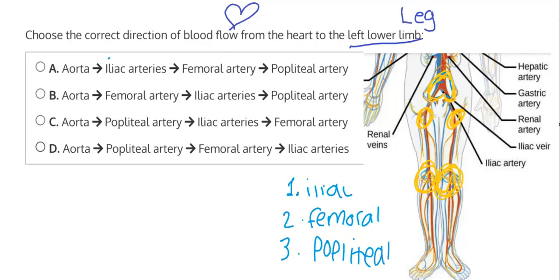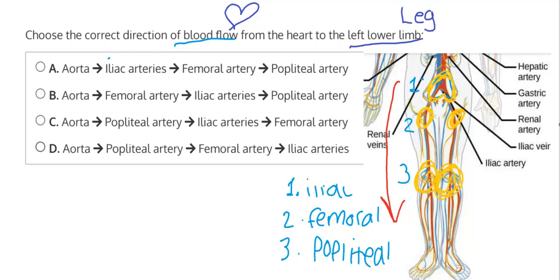So the reason that the direction of blood flow would be in this order is because we see that this is the height of all of these vessels. So we start 1, 2, 3. So if we're tracking blood flow, which is going down the leg, it would be going down in that order, passing through those 3 points.